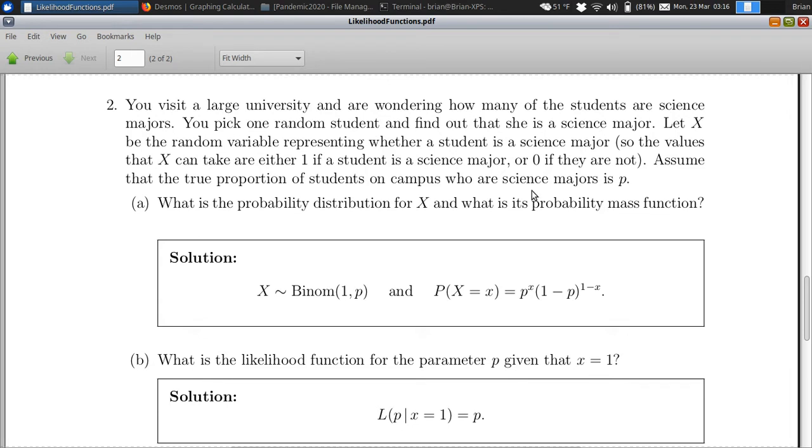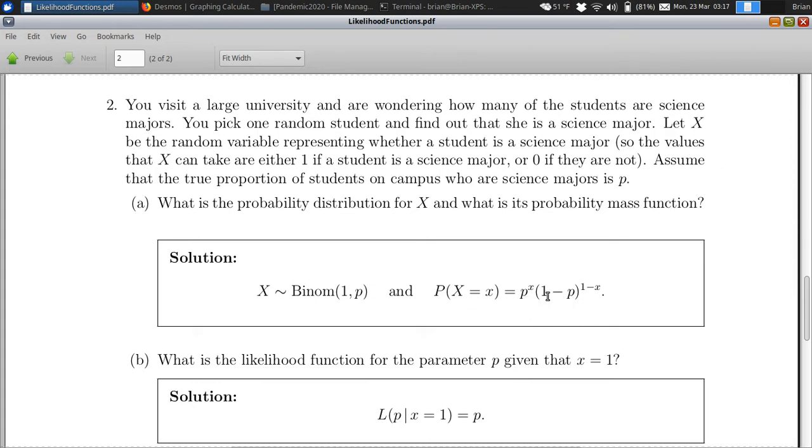So that's our parameter. And so we're trying to find the probability distribution for x, and its probability mass function. Well, we're randomly picking one student, and they either are or are not. So these are binary outcomes. So that's a binomial distribution with one individual, one sample size. And then for the binomial distribution, you can look up the probability mass function, since it's discrete, and there it is.